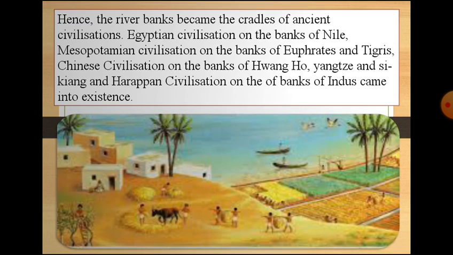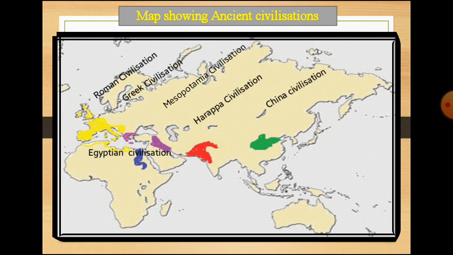Now we shall learn about the map. This is the map showing ancient civilizations, how the Egyptians led their life, and accordingly they are introduced on the map. You can see on the map the Roman civilization, Greek civilization, Mesopotamian civilization, Harappan civilization and Chinese civilization. All these we have to learn in detail and understand their living.